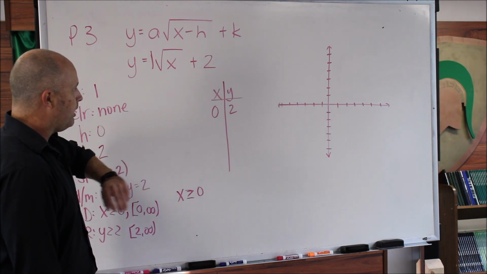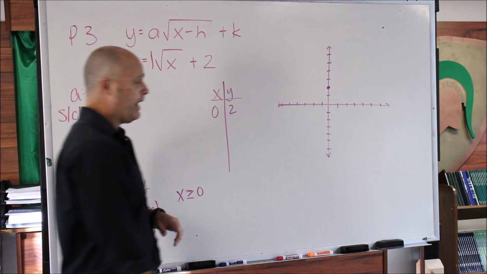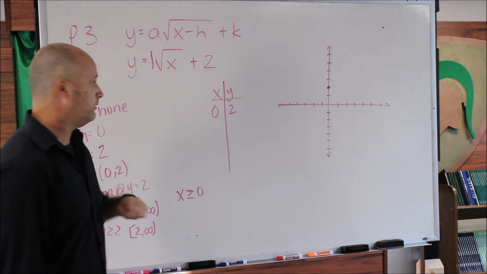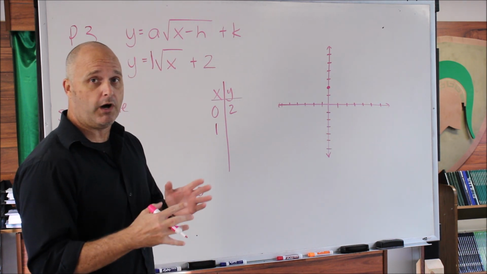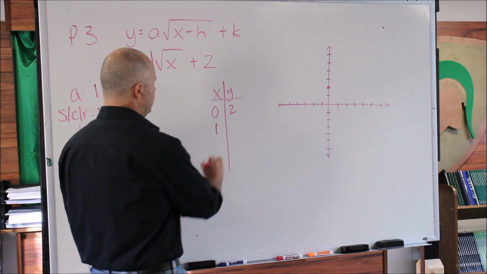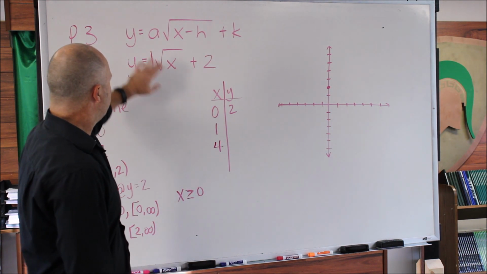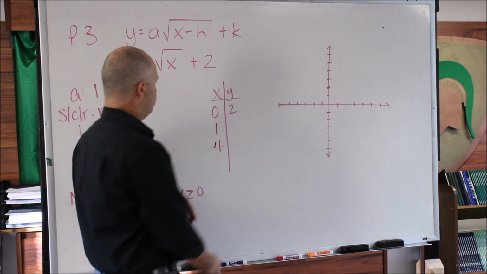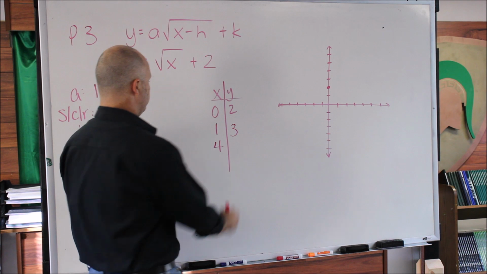Now, the next step in this process is go ahead and take the (0, 2), and let's put that on our graph. Now we need two values of x that are greater than 0. So we're going to go 1, and again 4, because I want my radicand to end up being perfect squares, so that I don't have any decimals or anything like that to worry about when I'm graphing. So I'm going to plug 1 in here. The square root of 1 is 1, plus 2 is 3. The square root of 4 is 2, plus 2 is 4.